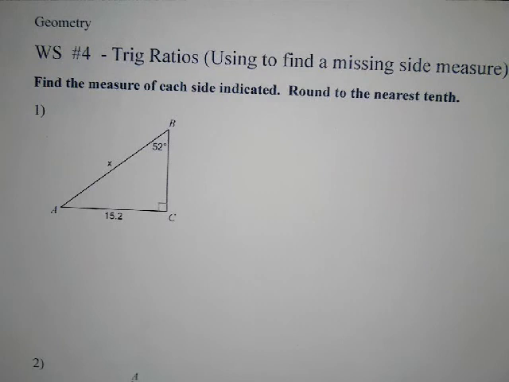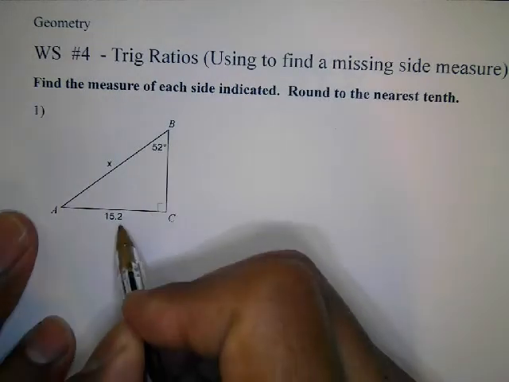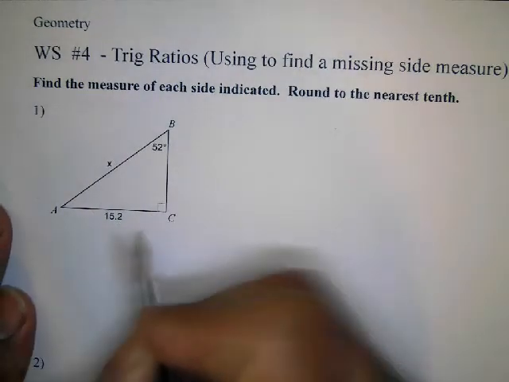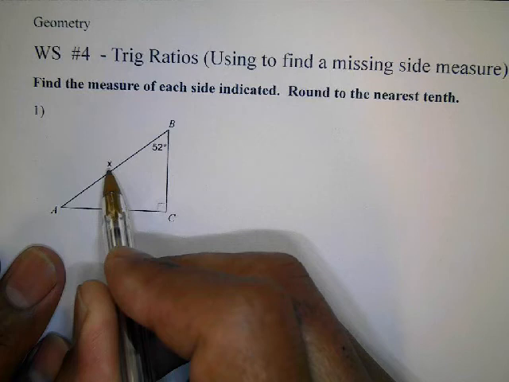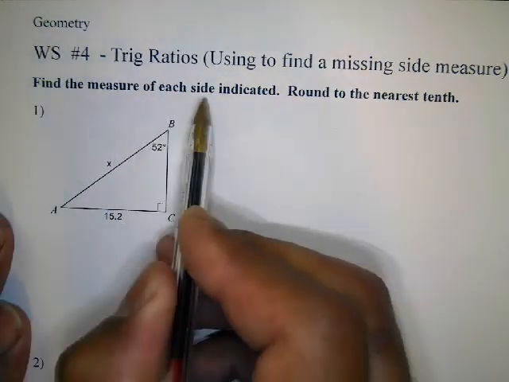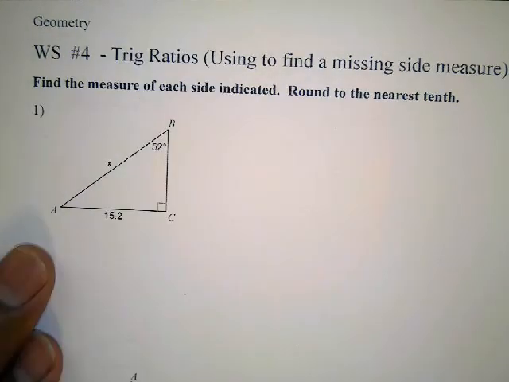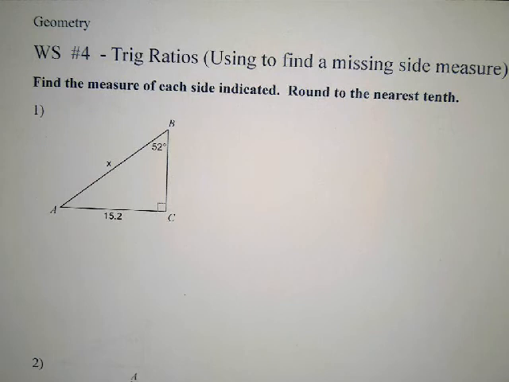And here we go. Okay, so we are using trigonometry here. I know that they're giving me one angle and one side, the measure of one side, and we're trying to find the missing side, right? Find the measure of each side indicated. Well, the one with the variable, right? Okay, so we've done this before.